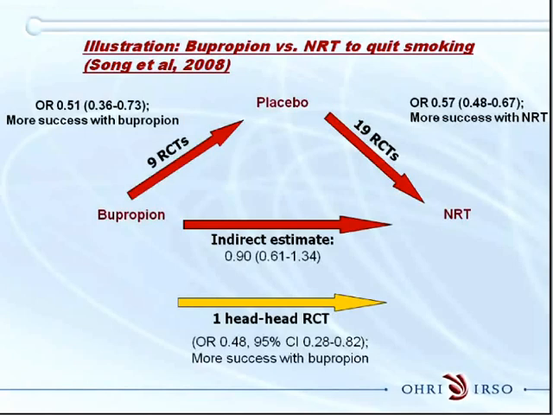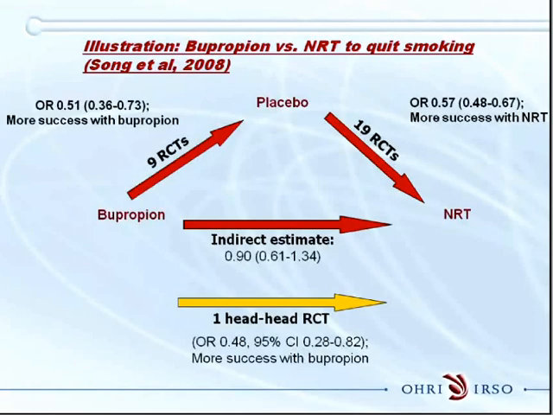So we could do separate meta-analyses for each of the placebo-based comparisons, and we could then use those to indirectly compare bupropion with nicotine replacement therapy. If we do the mathematics, the indirect estimate suggests an odds ratio of about 0.9, and the credible interval suggests that there is no difference between these treatments.